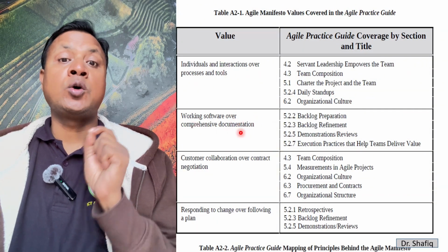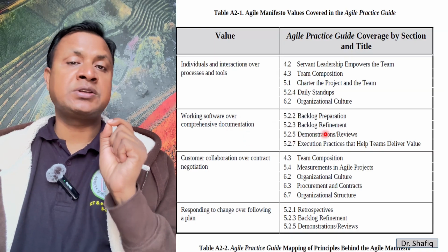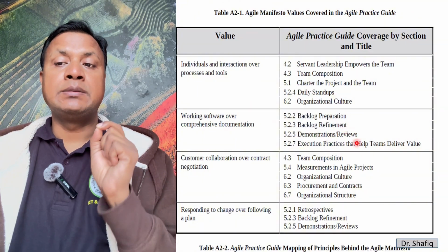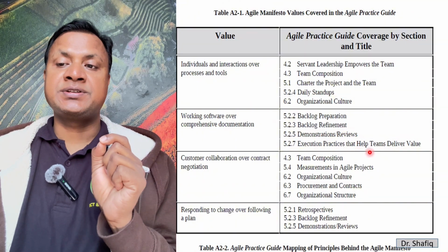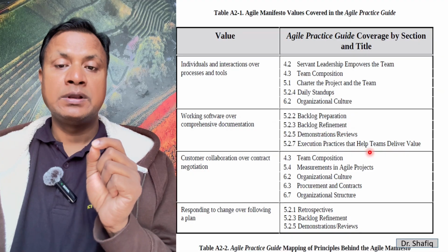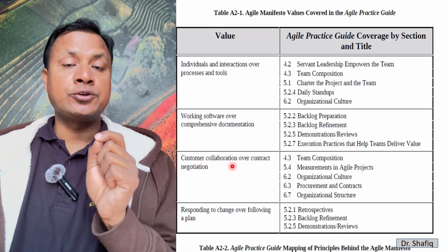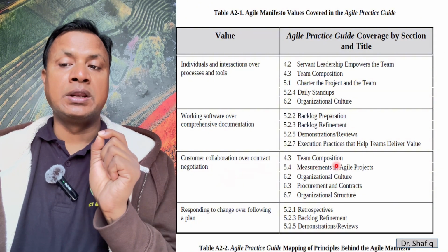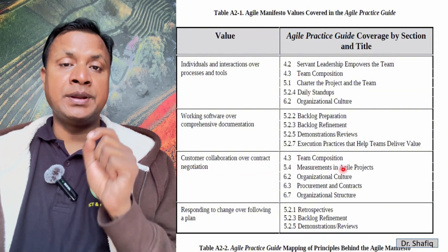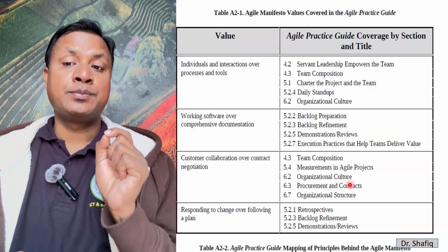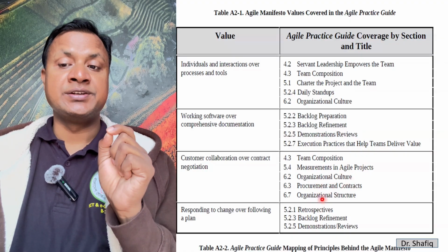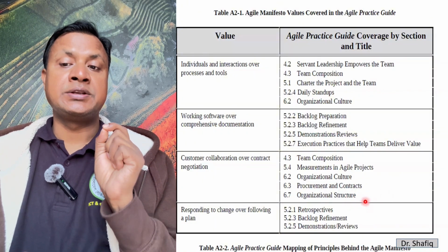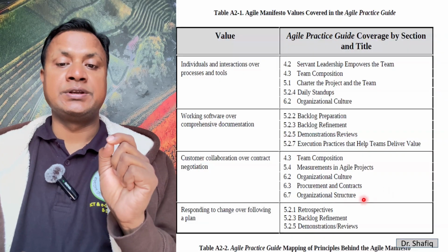Working software over comprehensive documentation. We need not much documentation. We focus on backlog preparation, backlog refinement, demonstration or reviews, and execution practices that help teams deliver value. And the third one is customer collaboration over contract negotiation. We appreciate the customer and stakeholder. So team composition is made in that manner. We measure the agile projects. Organizational culture also changed. Procurement and contracts are directly shared. Risk is ensured. Organizational structure also changed.